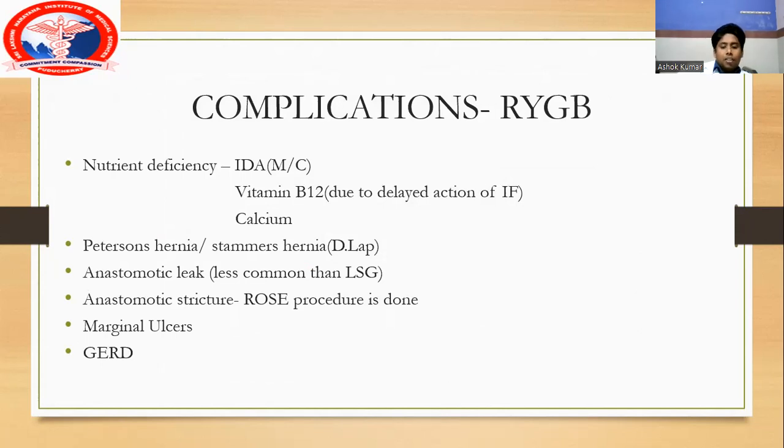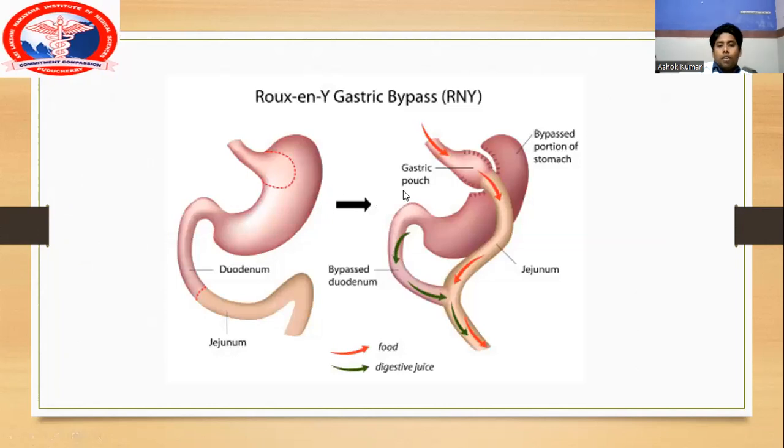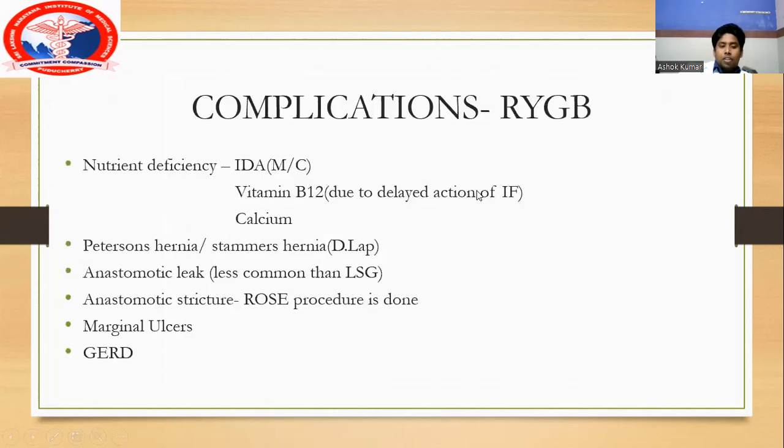And the next thing is anastomotic stricture. The most common site for anastomotic stricture is this region, where the gastrojejunal anastomosis has been done using circular staplers, and this region is more prone to anastomotic stricture. To overcome this, there are certain procedures to tackle these complications. The procedure is called ROSE, restorative obesity surgery endoluminally. It's a kind of endoscopic procedure mainly to tackle complications like anastomotic stricture arising in Roux-en-Y gastric bypass.